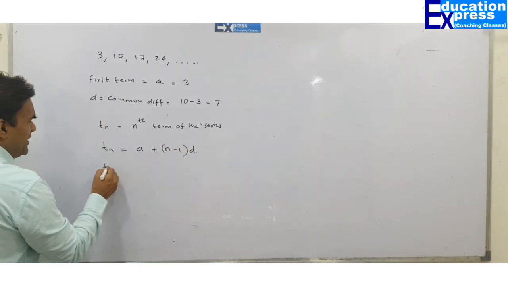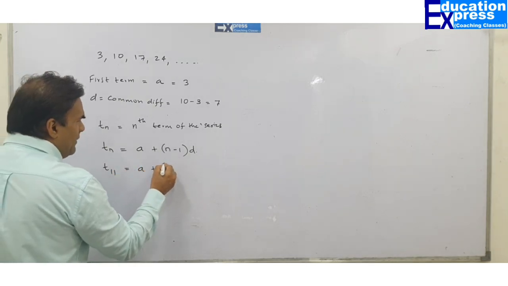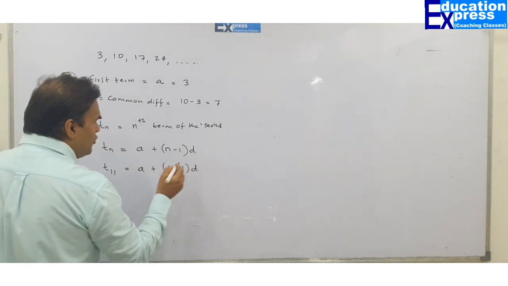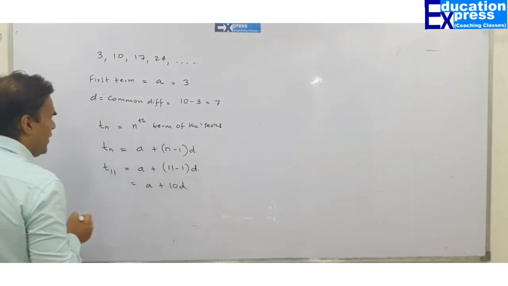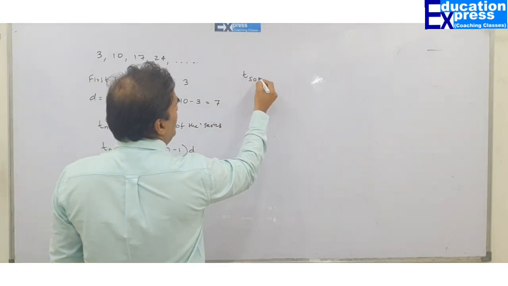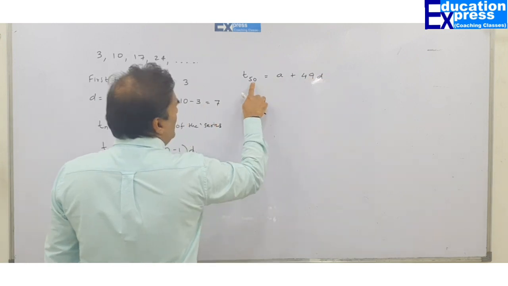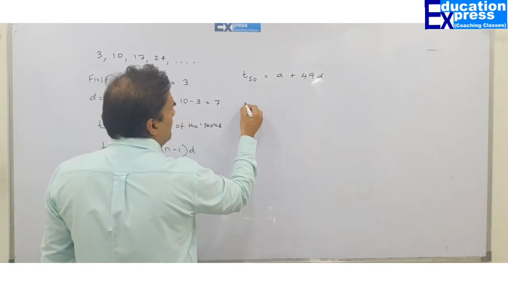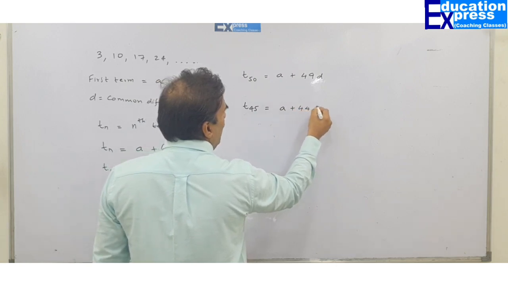So supposing you want to find T11, it's going to be a plus, in place of n, we can substitute 11, 11 minus 1 into d. So that's going to be a plus 10d. In short, my dear friends, if you have to find T50, we can simply say a plus 49d. This is 50, reduce 1, so automatically you get 49d. T45 would be a plus 44d.